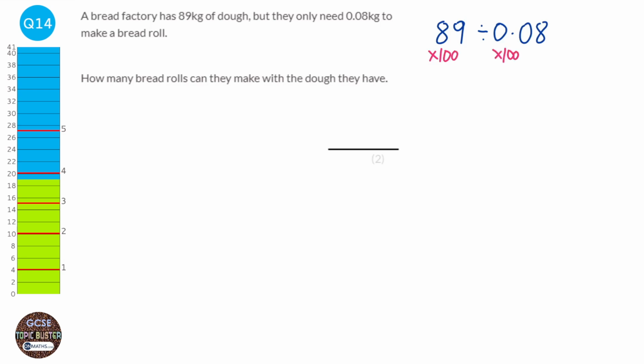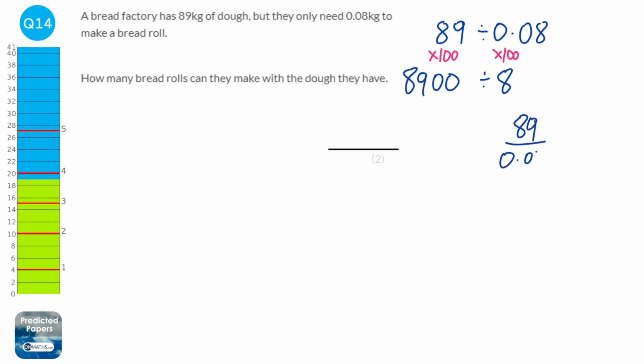because it will make the division a lot easier, because it will make this right hand side, instead of 0.08, it will just make it 8. The reason we can do that is 89 divided by is the same as 89 over 0.08, and as a fraction we can just times top and bottom by 100, so it would be this over 8. So now we can do the bus stop method.